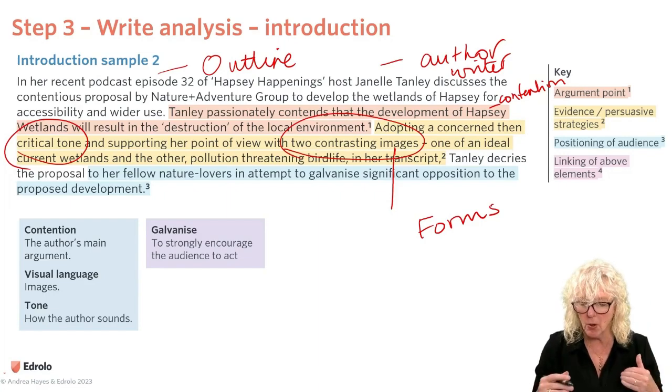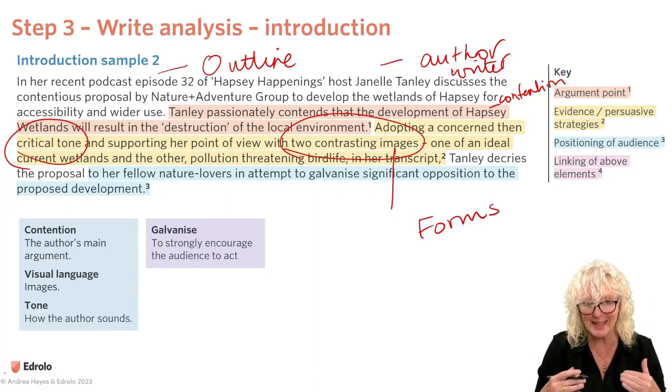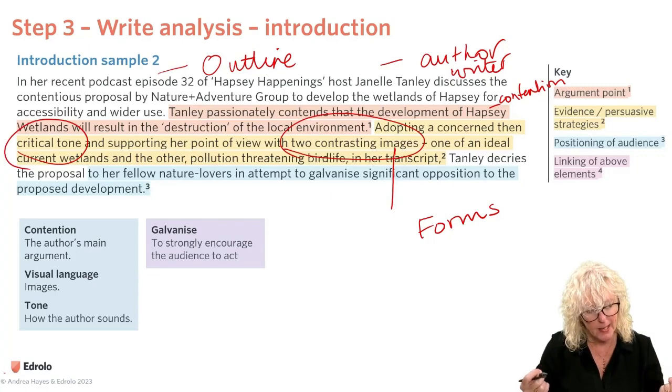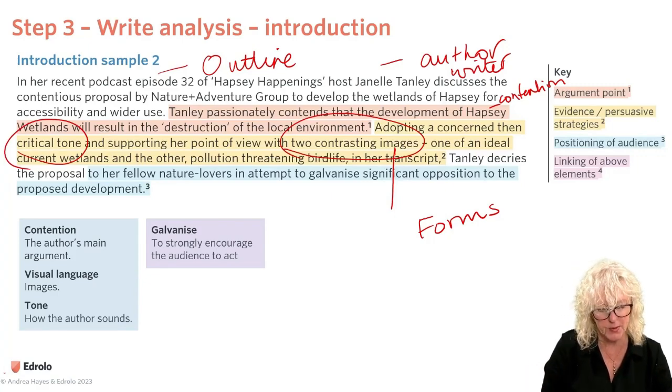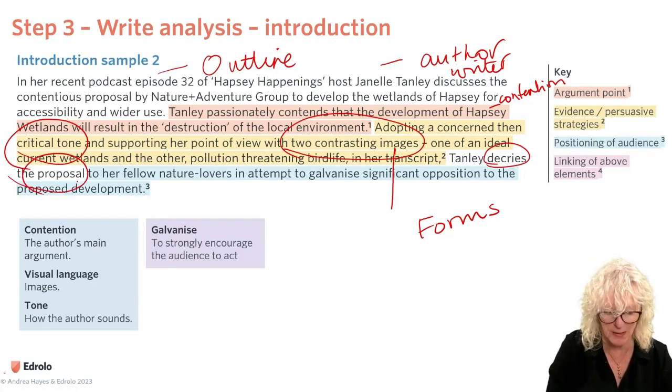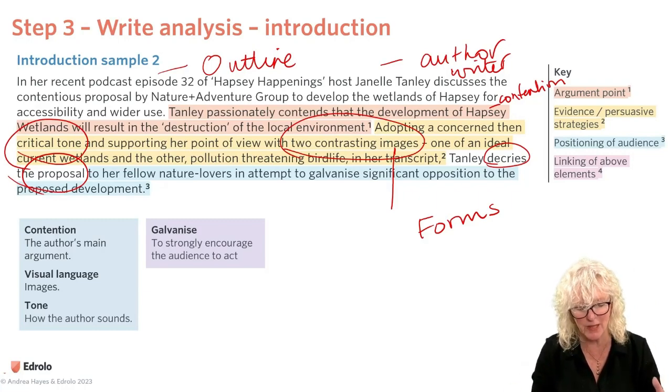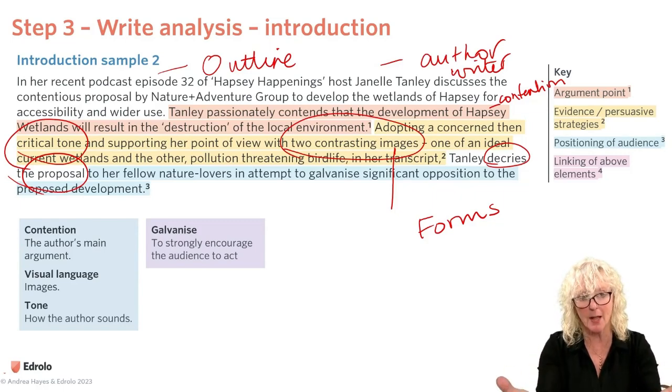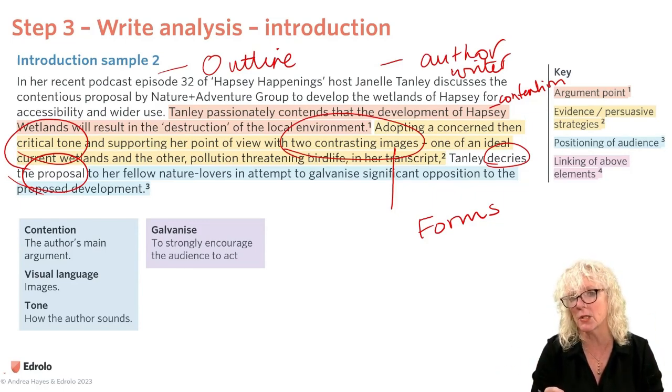And here we also have how Tanley, the writer, positions her audience. So she decries, we could probably colour that, not sure what colour, but it's part of the contention really. She decries to her fellow nature lovers in an attempt to galvanise some sort of significant opposition to the proposed development. So it's a clear reference to her purpose and audience impact.